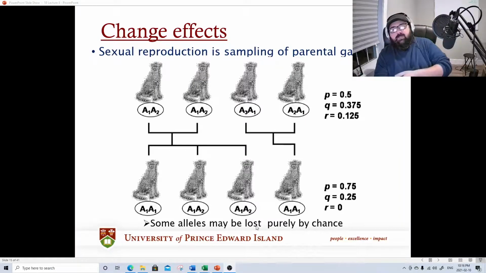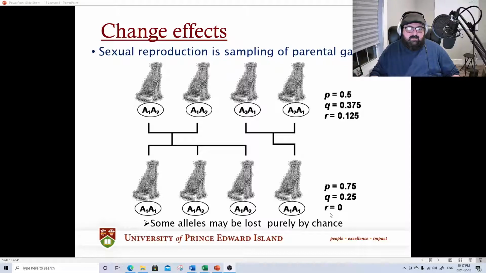So here we're looking at a couple of cheetahs. So we've got 4 cheetahs. They have 3 different alleles, A1, A2, A3, at one locus. But when you have a look at their offspring, the A3 allele is missing, just by chance. So only this individual had it, and she passed on her A1 allele, not her A3 allele, and these two only had one offspring.